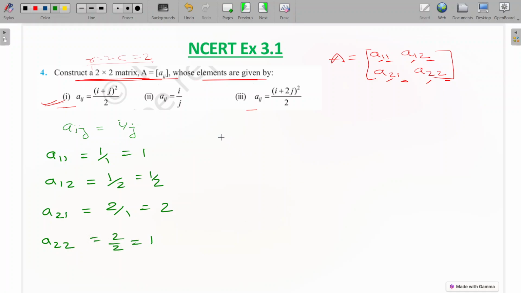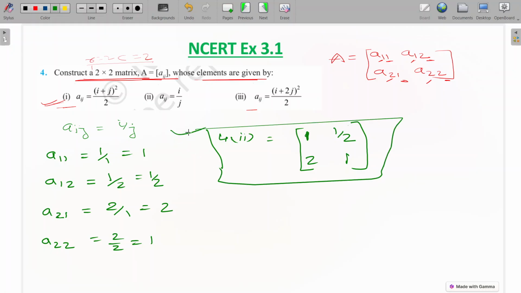So again in this 2 by 2, the matrix will become A11 is 1, A12 is 1 by 2, A21 is 2, A22 is 1. I'm just putting in all the values. So this will become the final matrix. Let's move on to the next matrix. First, let me clean it.